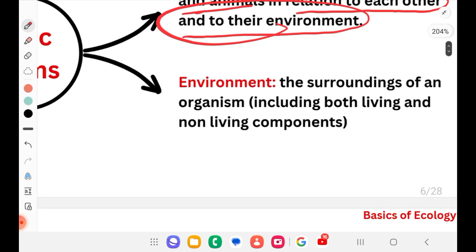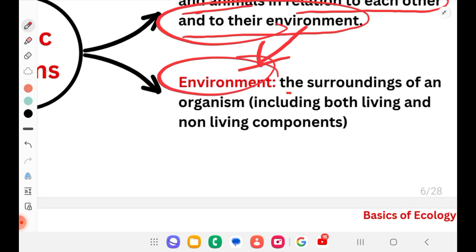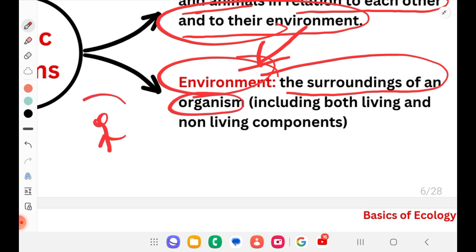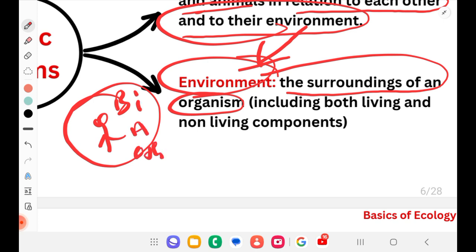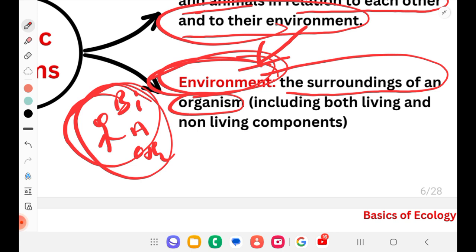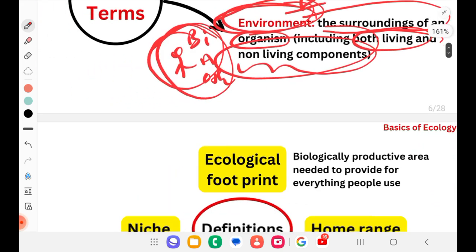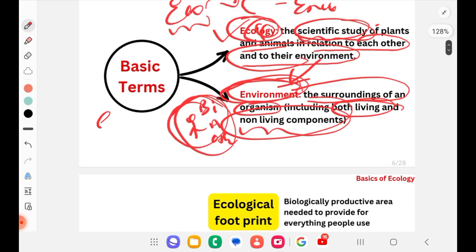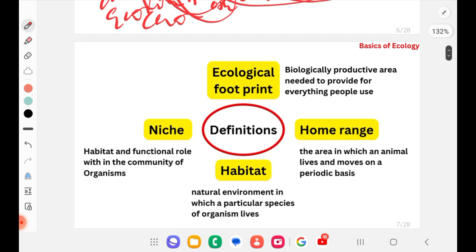Then what is environment? The surrounding of an organism. Say if it is a human, the surrounding of the human. It may be biotic things, abiotic things, other humans, everything comes under environment, right? So including both living and non-living components is the environment. Now we understood what is environment, what is ecology, what is ecosystem. Then we'll see some more definitions.